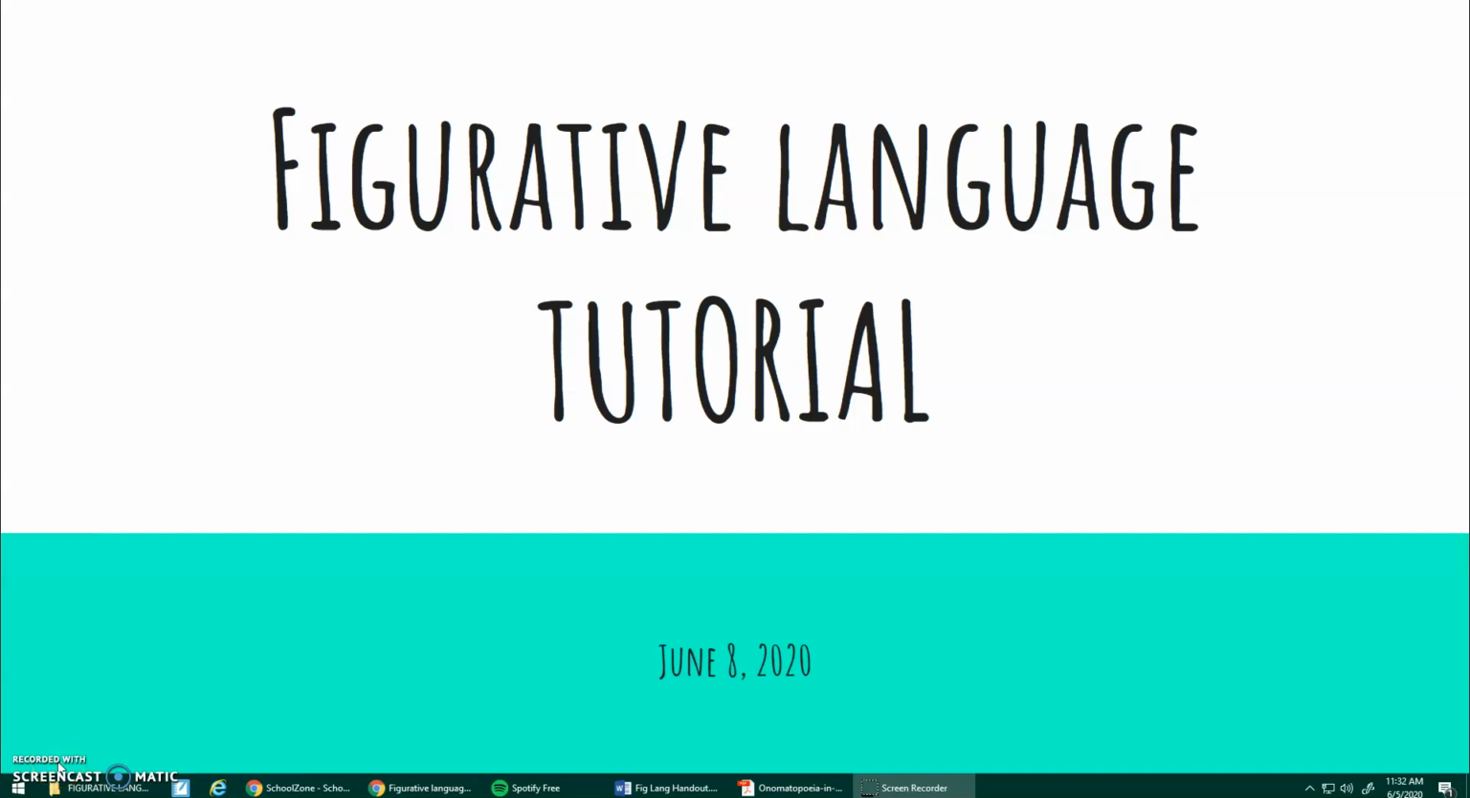Our last unit in language arts is going to be figurative language. This is a very fun unit, and it's too bad you're not in class because we could share some really fun sentences and activities with this unit. If you're in grade 5, this may look familiar to you because you may have done it last year, but I'm giving you different assignments, so it's not going to be exactly the same.